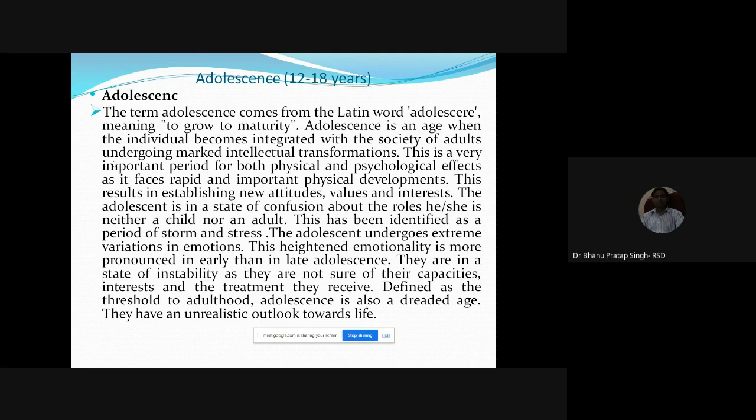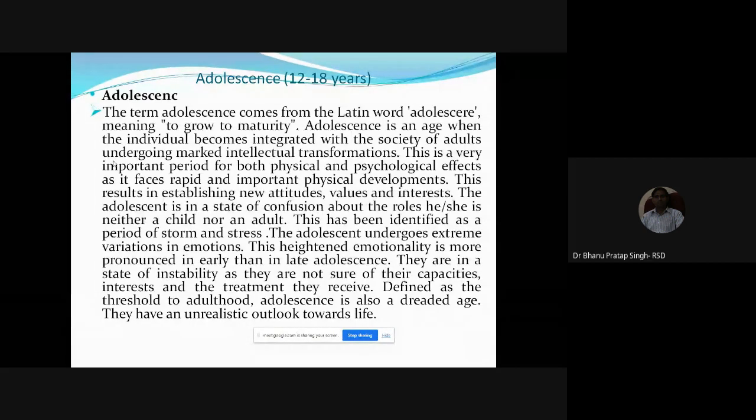Adolescence is the age when the individual becomes integrated with the society of adults, undergoing marked intellectual transformations. This is a very important period, as we have discussed the physical as well as psychological effects, since adolescents face rapid and important physical development. This results in establishing new attitudes, new values, and new interests.